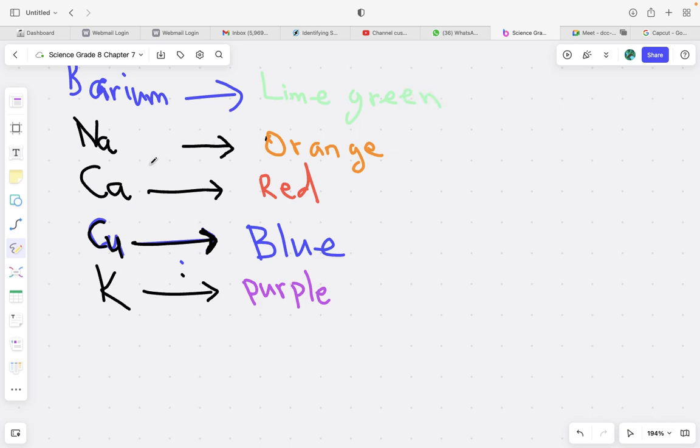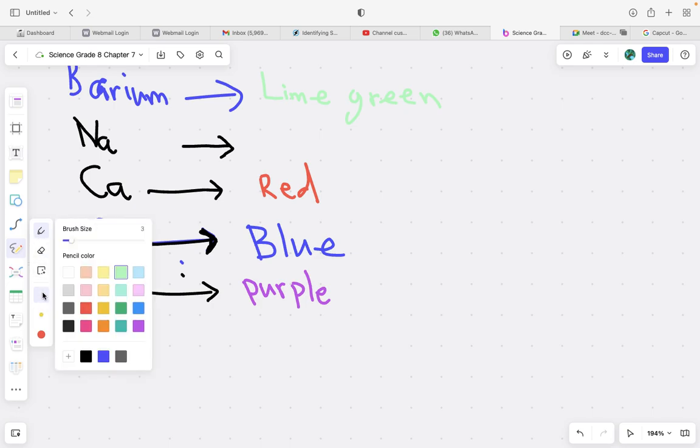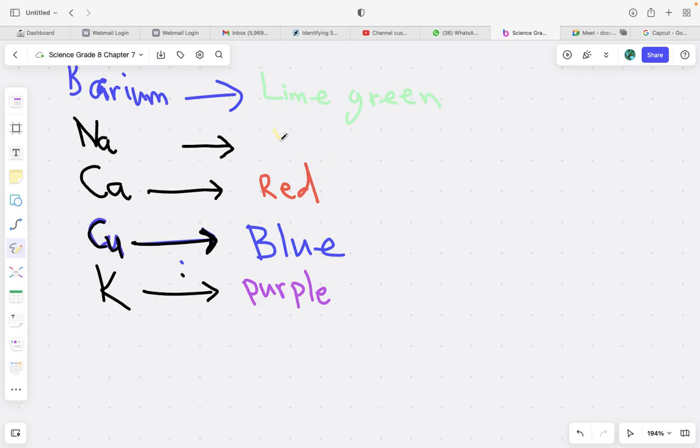Okay, which other one? Sodium was what? Sodium was yellow or orange? It is yellow, right? Sodium is yellow. So let's fix that. Sodium is yellow.